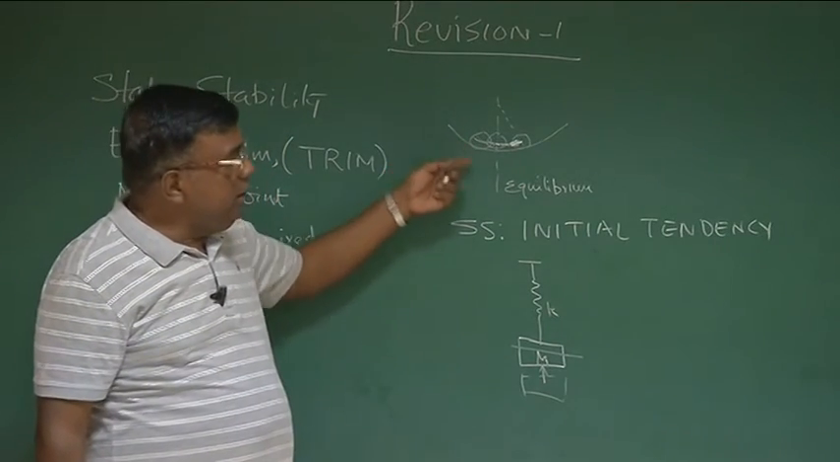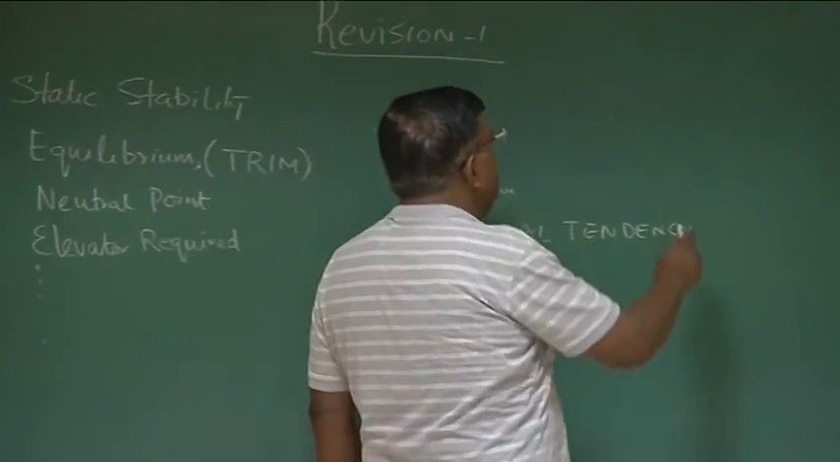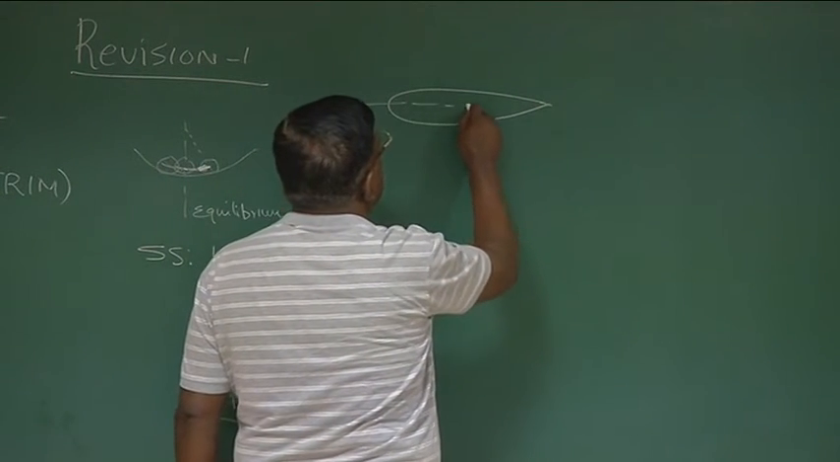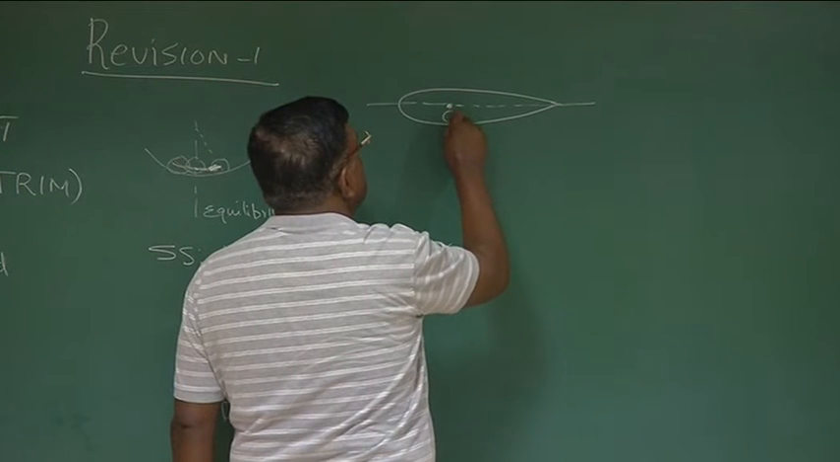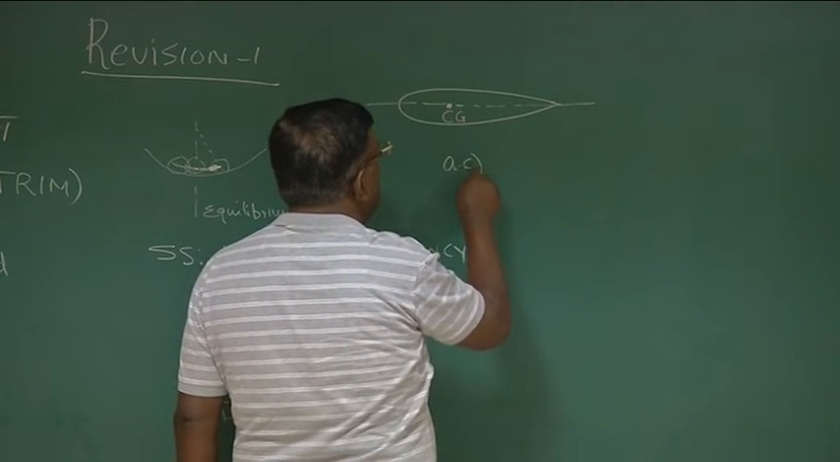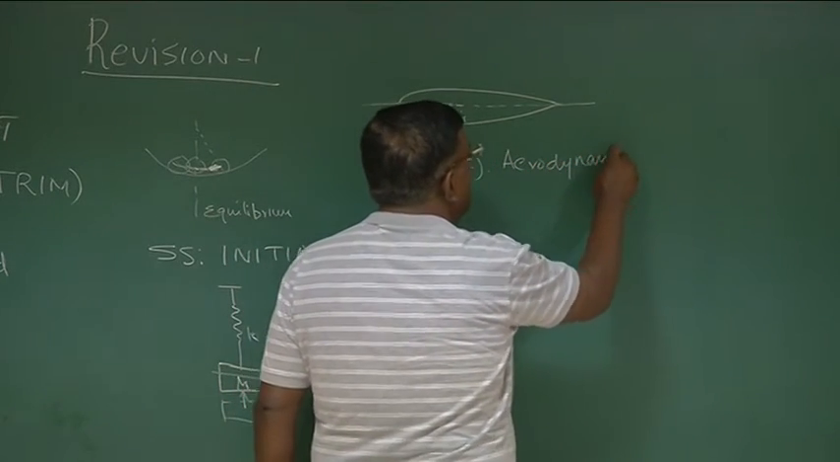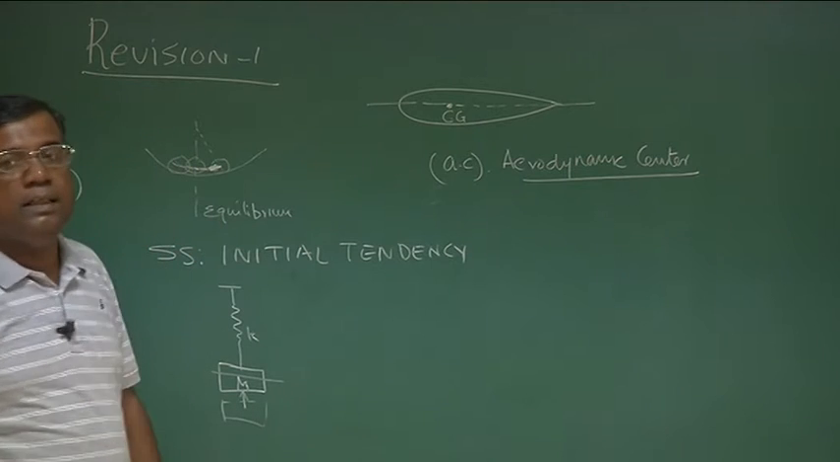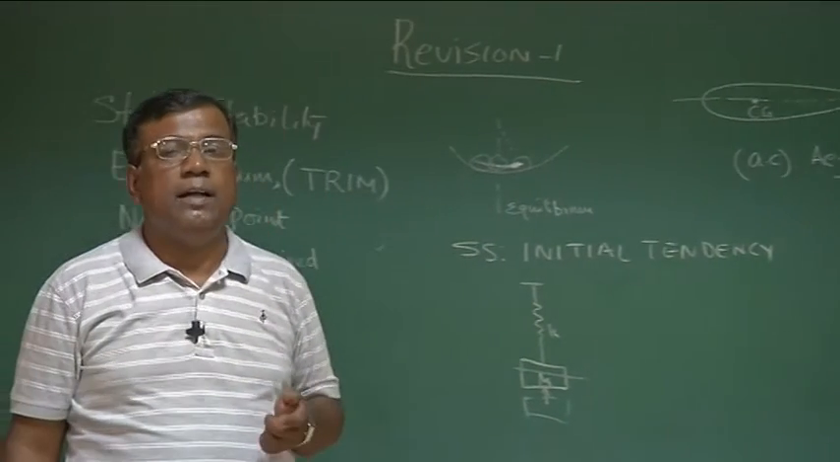Now from these two illustrations, when we are talking in terms of aircraft, what did we say? Let's say this is an aircraft, only a wing aircraft or flying wing type concept, and let's say this is the center of gravity, and we define a term called AC, which is aerodynamic center. And what was aerodynamic center? Aerodynamic center is that fictitious point about which the pitching moment is independent of angle of attack.